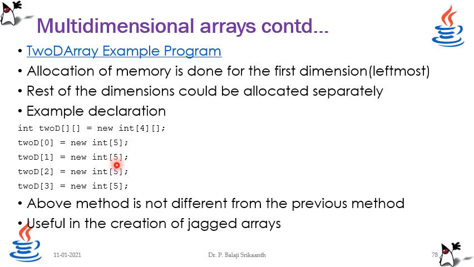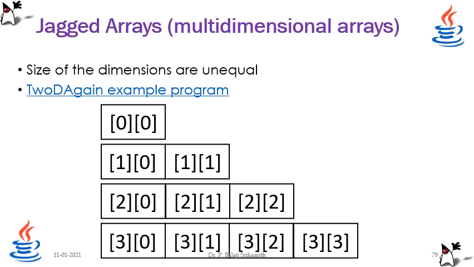Is there any difference between this method and the method seen in the previous slide? Of course, no difference. However, this method, when followed, is useful in the creation of jagged arrays. What do you mean by jagged array? The example or the figure shown here represents jagged arrays.